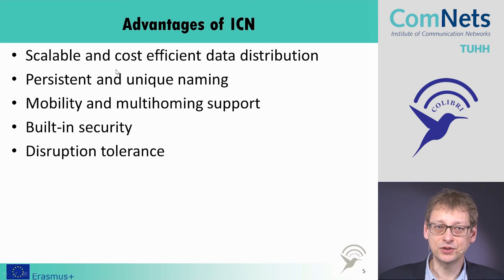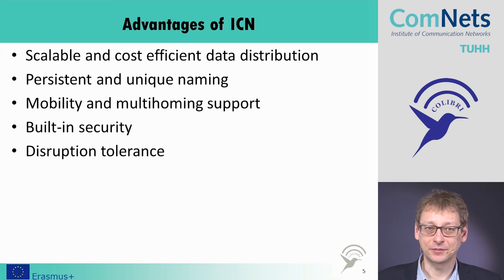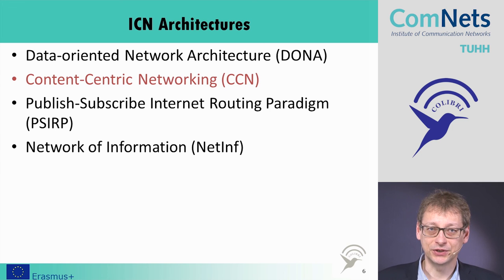So the advantages of ICN, as we have it as ideas, is we have a scalable and cost-efficient data distribution. We use caching in all the routers. We have a persistent and unique naming. We ask and retrieve data based on the information name. It automatically supports mobility and multi-homing because you don't need to resolve the host name, you would just retrieve the information. You have a built-in security because you protect the data and not the host, and you have a tolerance against disruption because you only forward for the information.